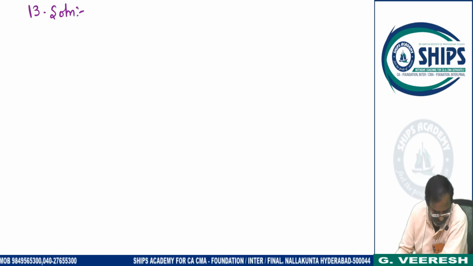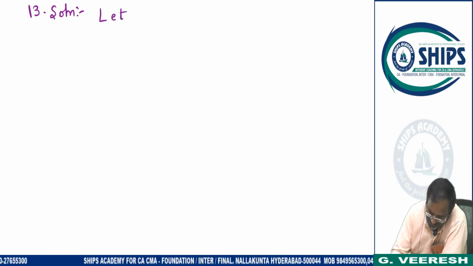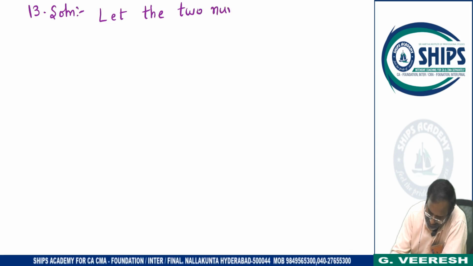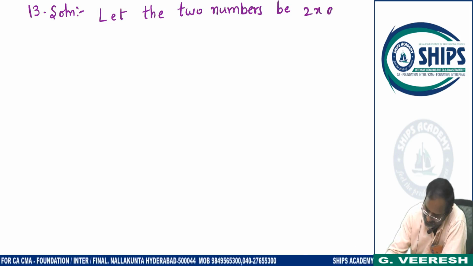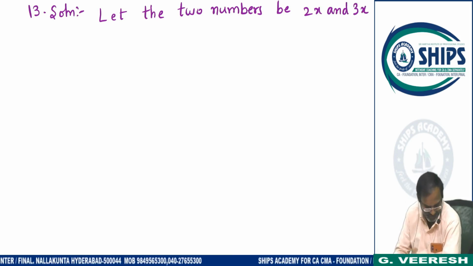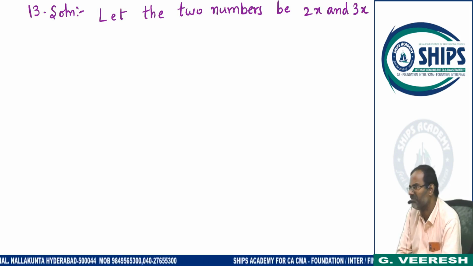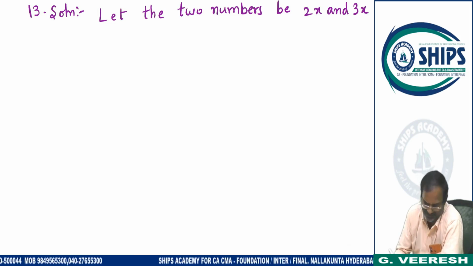Now write the 13th one. Let the two numbers be 2x and 3x. Here, any numbers if they give 2 is to 3 means 2x and 3x. Suppose if they give 2 is to 5 means 2x and 5x. Then subtract. Subtracted means minus. Addition means if they say addition, we have to add.